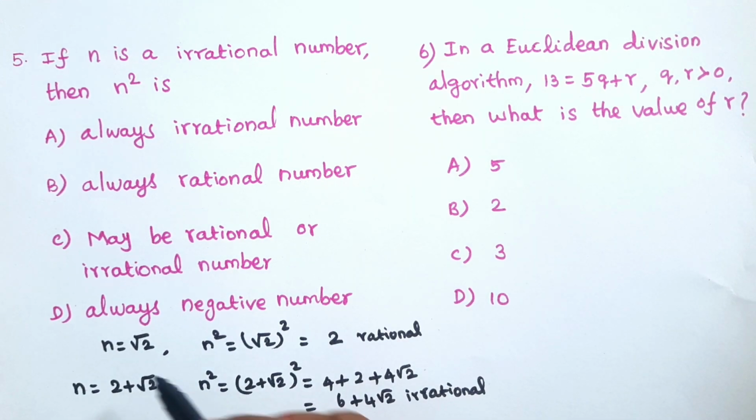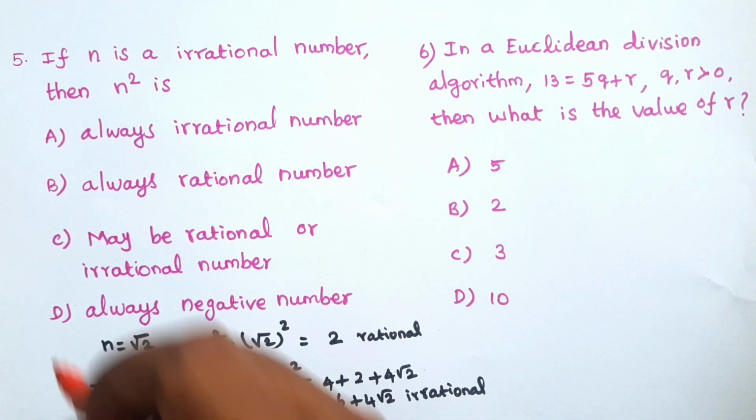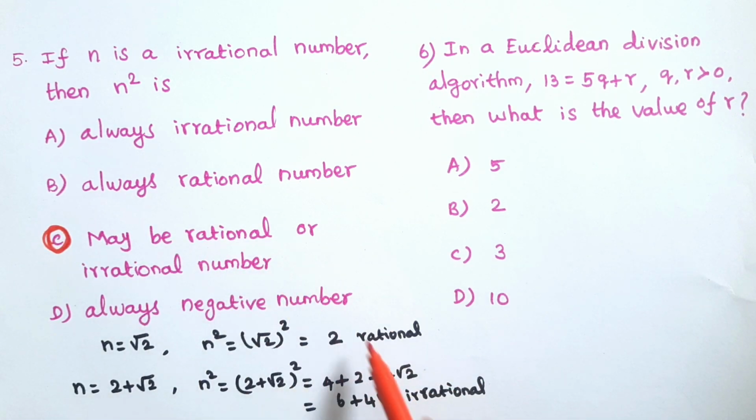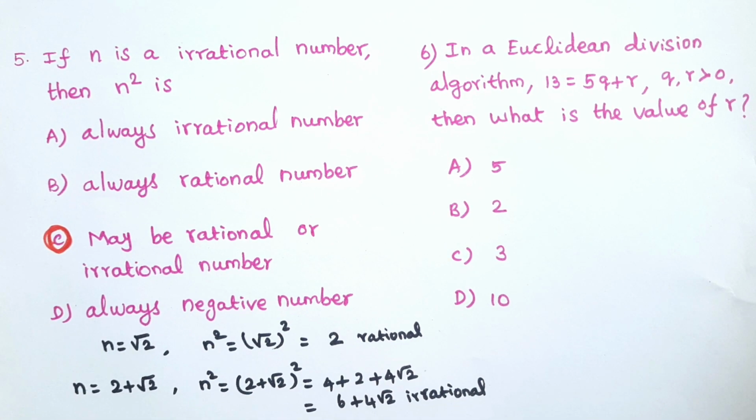From these two, we choose option C as the correct answer. The chosen number may be rational or irrational. Option C is the correct one.